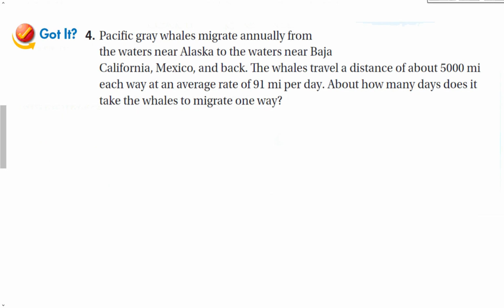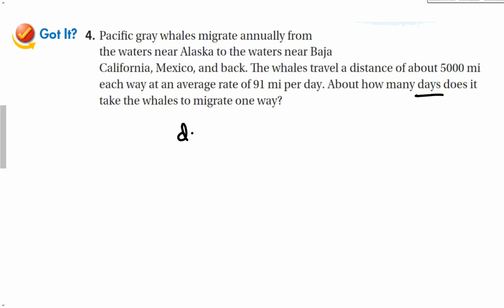Let's try one more. Pacific gray whales migrate annually from the waters near Alaska to the waters near Baja California, Mexico, and back. The whales travel a distance of 5,000 miles each way at an average rate of 91 miles per day. How many days does it take the whales to migrate one way?